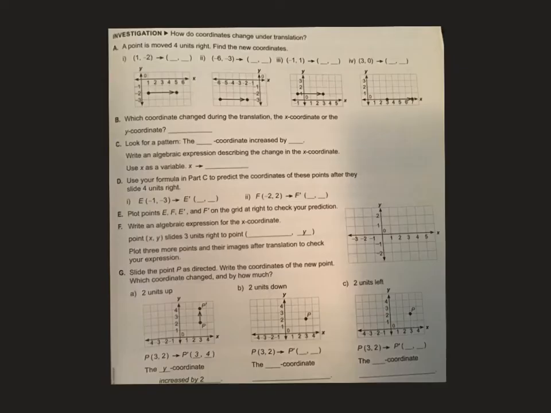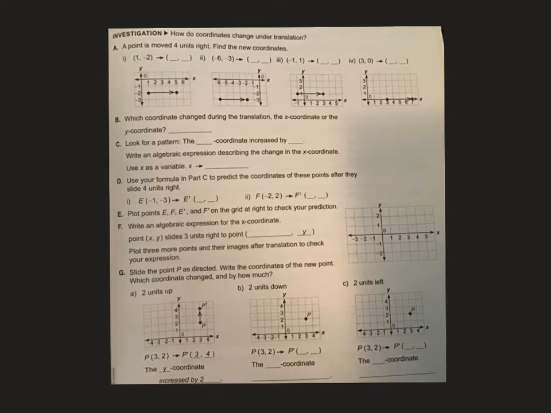After question 6, you will then have a rather large investigation section before you have your final question, question 7. So what we're trying to discover in this investigation is how do coordinates change under translation. So if you remember, we have a few different types of transformations. A translation is what in younger years you would have referred to as a slide. So it's when you just shift to the side or shift up and down. So a point is moved 4 units right.